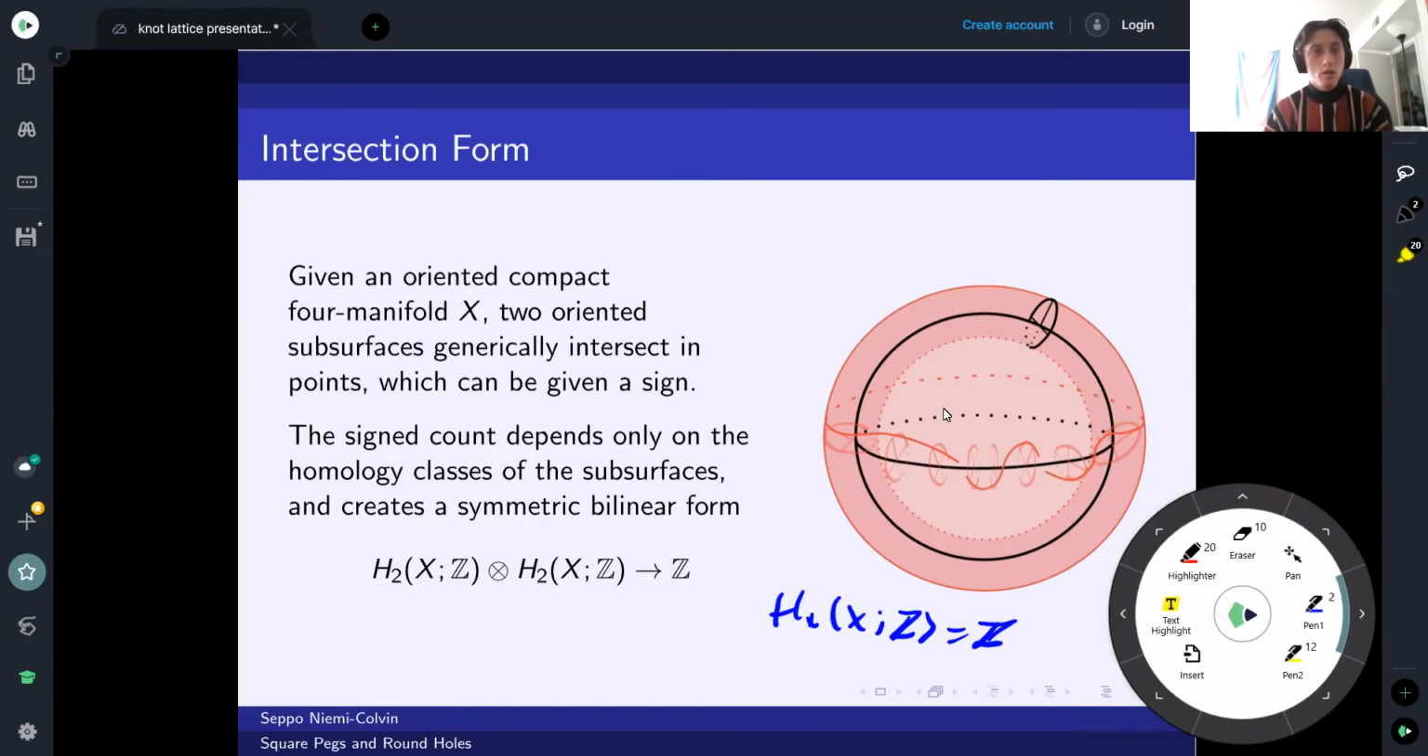And it turns out how you can push the sphere off of itself in order to have it intersect itself in points is determined by how we do the thickening. And in this case, the twistiness here, it's twisting twice around, in fact, twice in a negative direction. So the self-intersection here is -2. And in general, the main thing I want you to take away from here is that the self-intersection is measuring how twisted the disk bundle is.